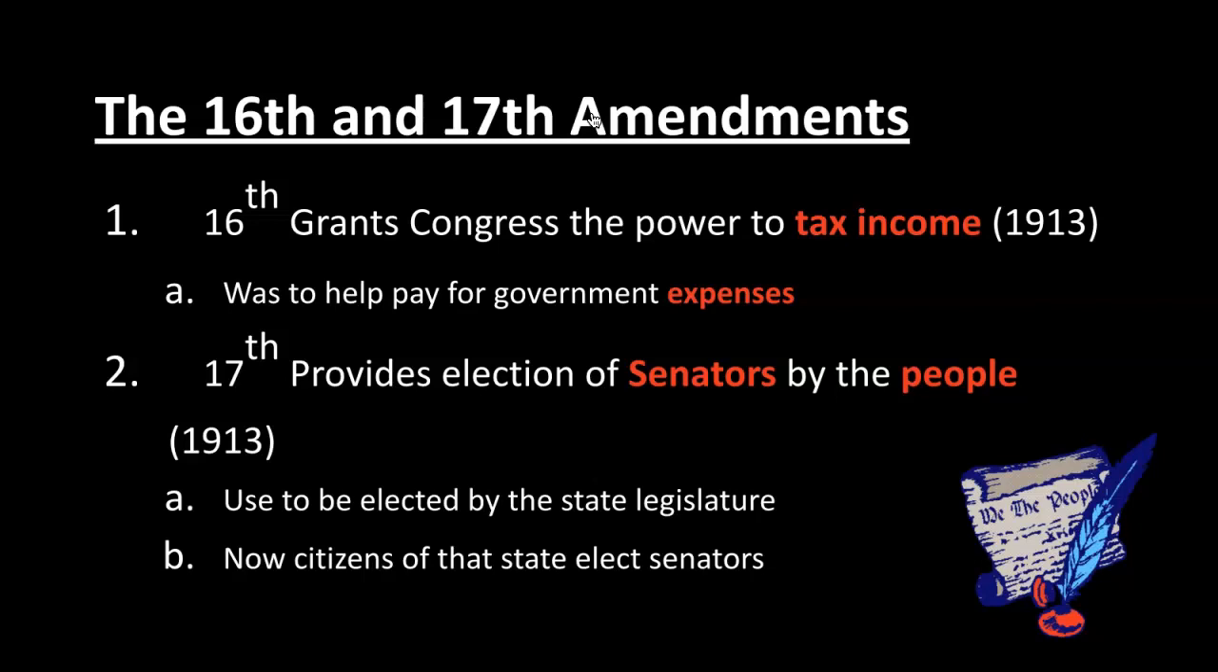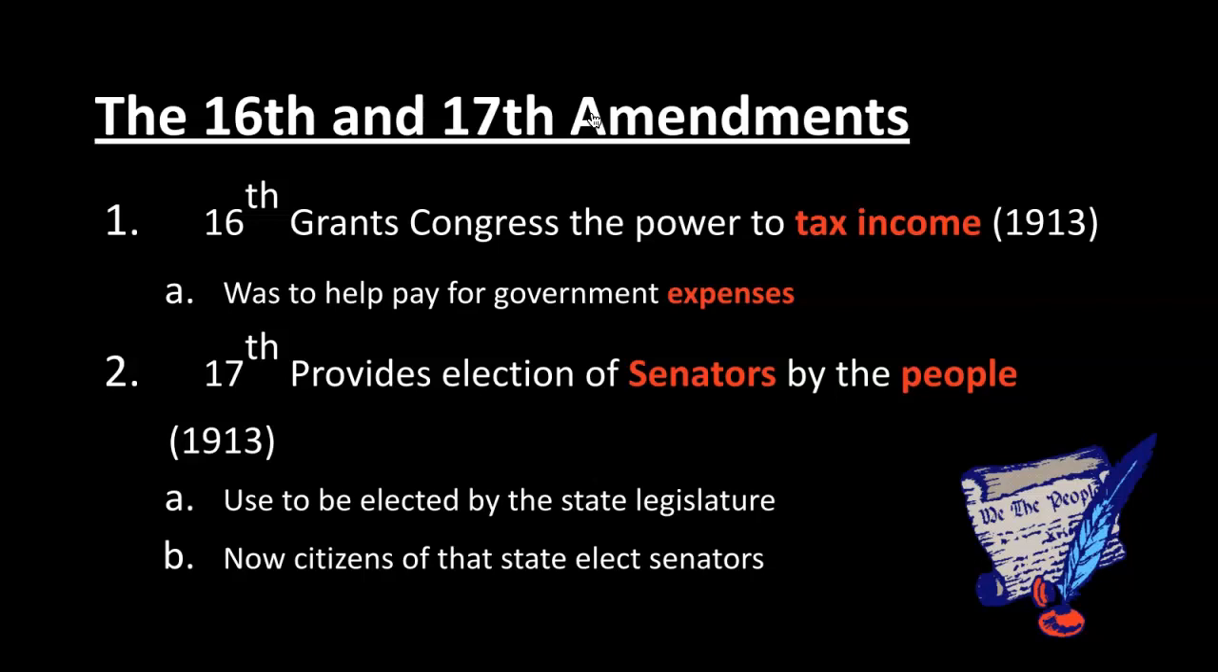The 16th and 17th Amendments. The 16th Amendment granted Congress the power to tax income. If you've ever heard of income tax, yep, this is the amendment that deals with that. Enacted in 1913, this provision was enacted to help pay for government expenses. If you remember the beginning part of this year, we talked about the importance of taxes in our government and in our democracy to pay for some of the things that we might take for granted.